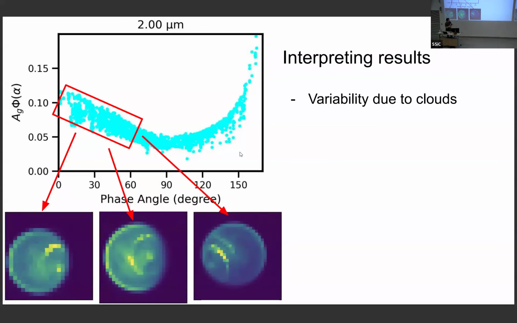The other thing we found is that in the phase curves at these atmospheric window wavelengths, you get this large variability at small phase angles. Because this was at atmospheric window wavelengths, we assumed that this was some sort of surface or lower atmosphere feature. And we believe that at least in part it was, because in our images, you can actually see clouds on Titan.